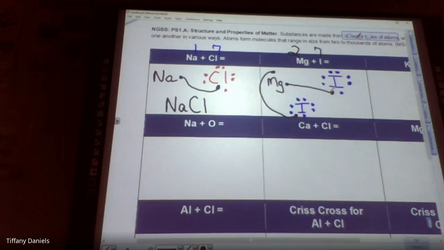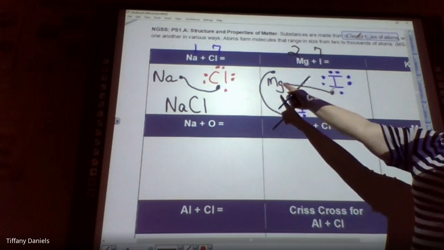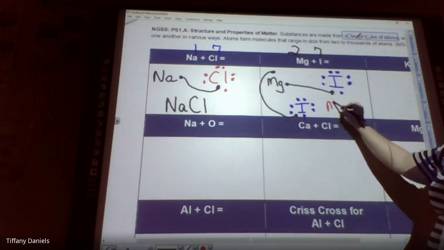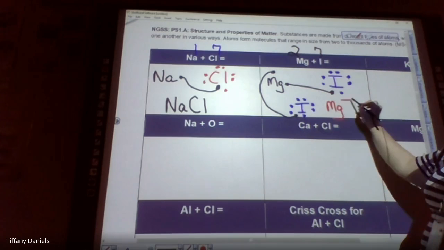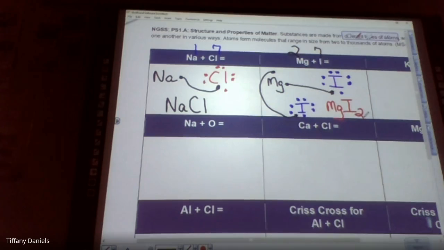Now I want to write my formula. How many Mg's are there? There's 1 Mg. And how many iodines are there? 2. Remember, in ionic compounds, the metal always comes first.